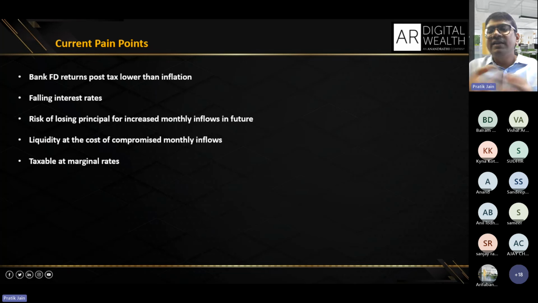And last one is whatever income which we generate from investing in an FD or senior citizen saving schemes is taxable at marginal rates, right? So the client is paying the taxation at the highest slab. If he has this income, if he has any other income, all this clubbed together, his income tax slab will be on the highest slab.